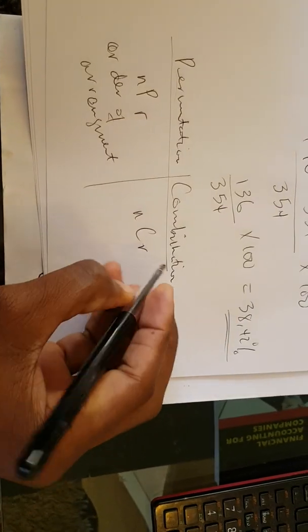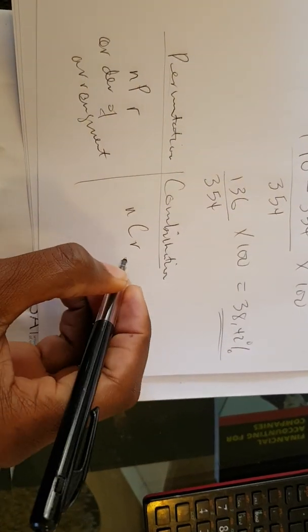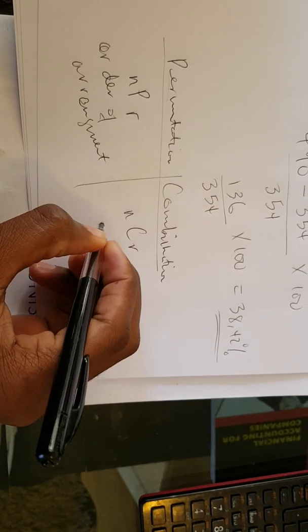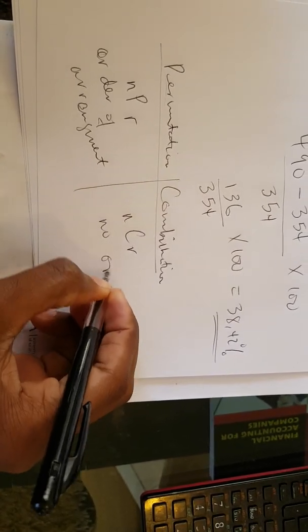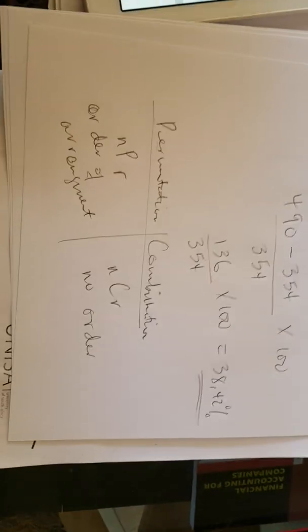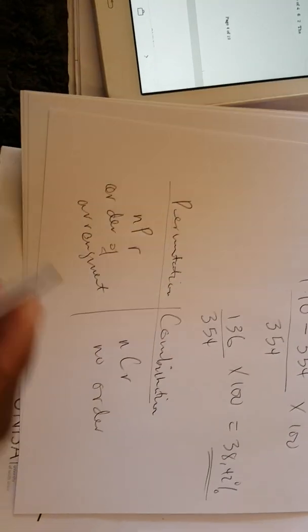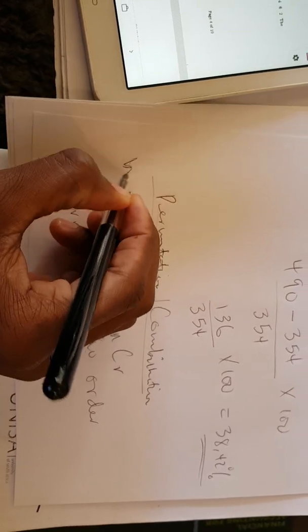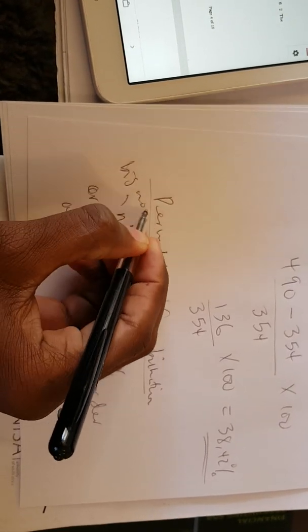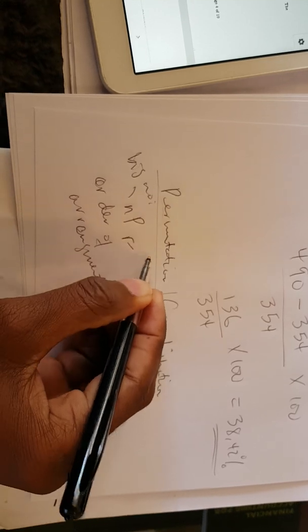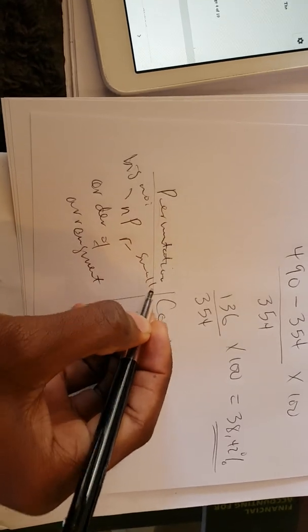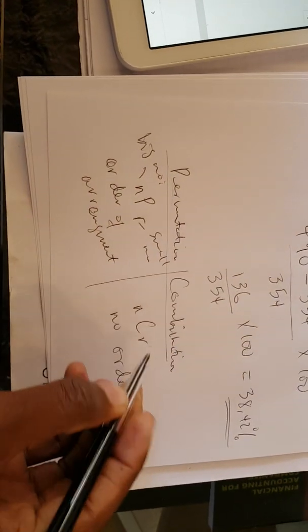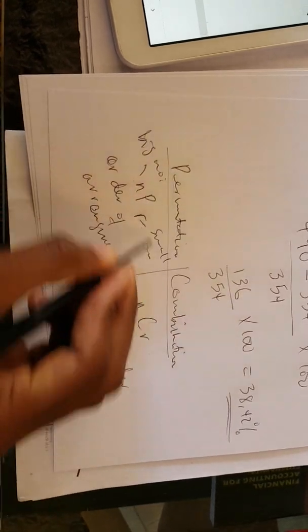And then when combinations are involved, basically we have no order. There is no order here. Okay, so now n, it's always a what? A bigger number. And r is always a smaller number. It's a smaller number for both permutation and combination. This n is a bigger number, r is a smaller number.